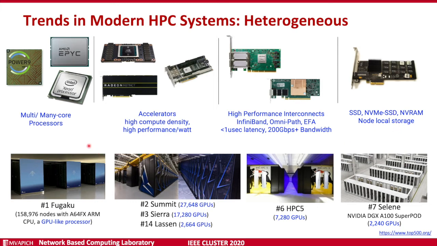If you look at the top 500 supercomputers, you can see that these top supercomputers are actually powered by thousands of GPUs right now, and maybe you will see more such systems in the next few years. This tells us how important the GPU is right now in the HPC community and for a lot of different applications.